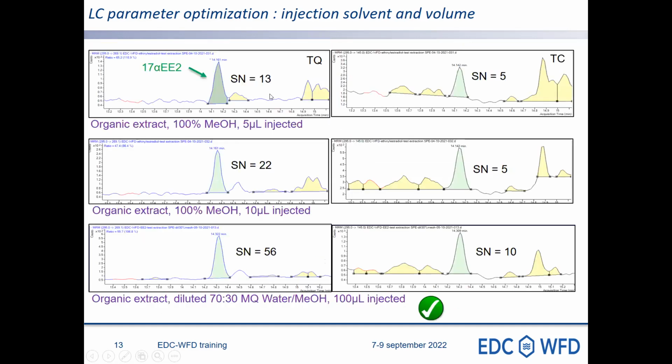And here you see the concretization of that in terms of signal to noise ratio, transition of quantification, transition of confirmation, still on the 17 alpha estradiol. Here you have the chromatogram when in 100% methanol, 5 microliters injected. Here you increase the volume of injection, and here you have the best optimized condition, and you have a very nice signal to noise ratio.